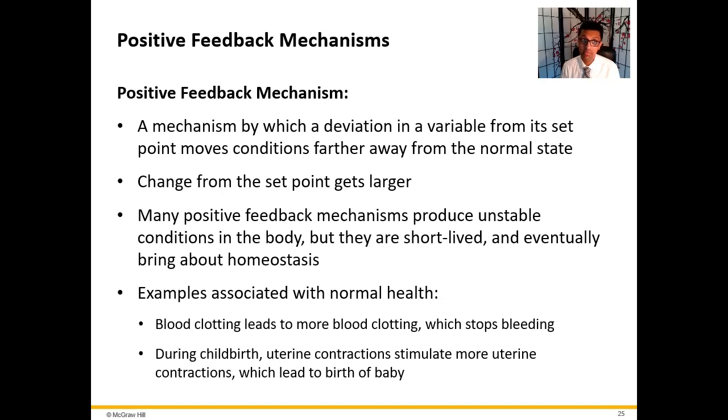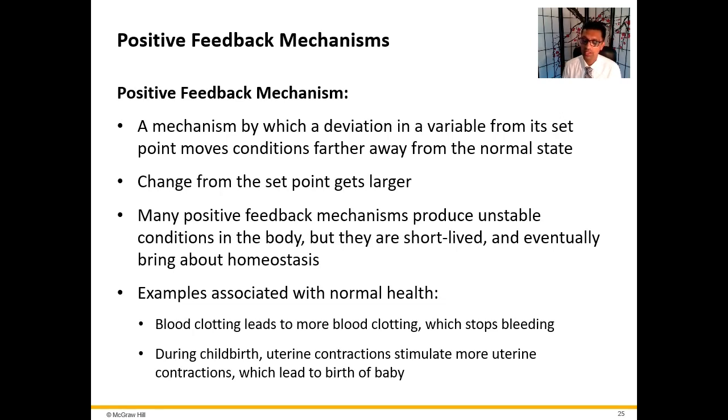So what are some examples of positive feedback? Well, blood clotting leads to more clotting. Blood clotting, which stops the flow. So a little bit of clotting is good, but too much clotting is not good. And during childbirth, uterine contractions stimulate more uterine contractions, which can lead to the birth of a baby. So that's a positive feedback.